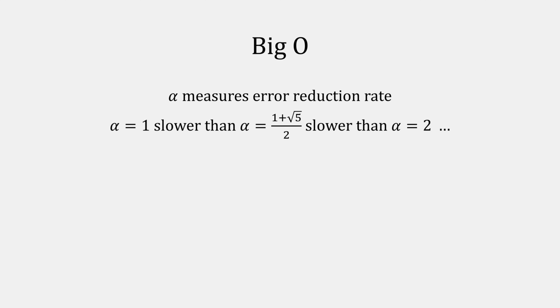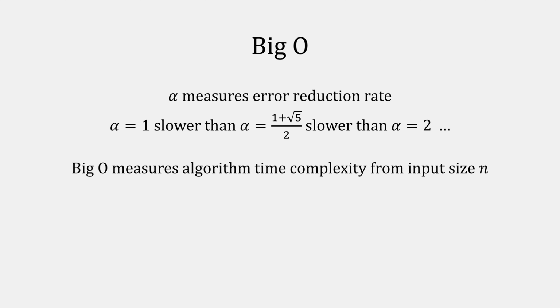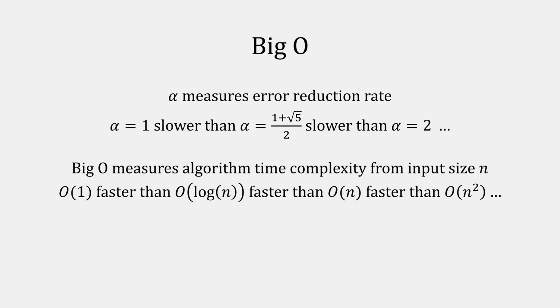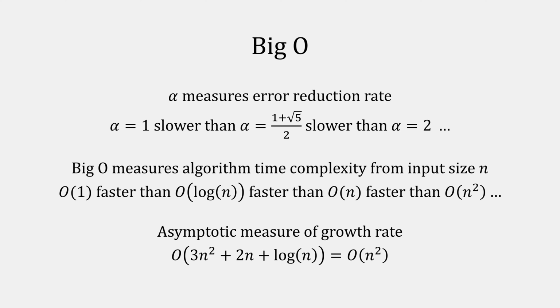There's another method of comparing algorithms commonly used in computer science known as Big O. When we talk about order, this is a measure of how much we're reducing the error by every iteration. So for example, linear order is slower than 1.618, is slower than quadratic, and so forth. With Big O, it is a measure of algorithmic time complexity from some input size n. So for example, Big O of a constant is faster than Big O of log n, which is faster than linear, which is faster than quadratic, and so forth. It is a measure of asymptotic growth rate. So for example, Big O of 3n squared plus 2n plus log of n is Big O of n squared, since we ignore multiplications by constants and n squared is the largest term.